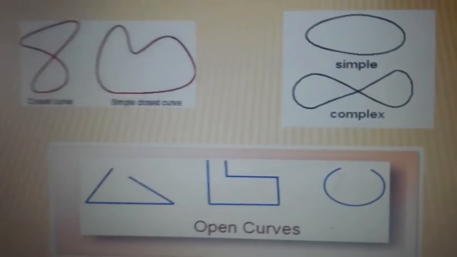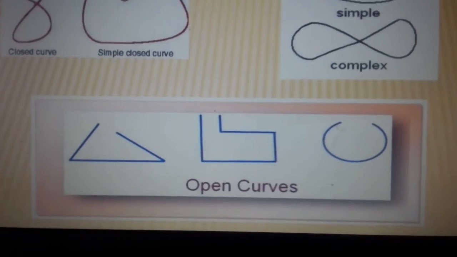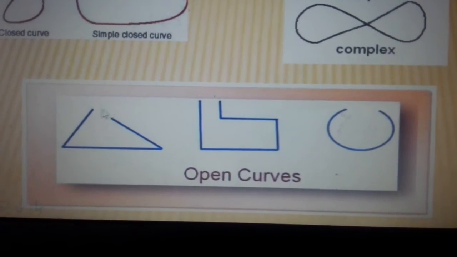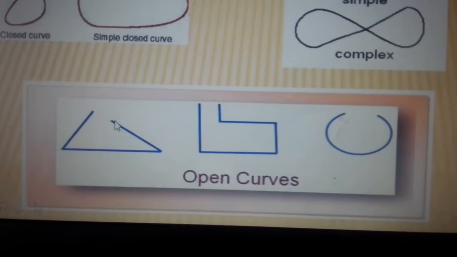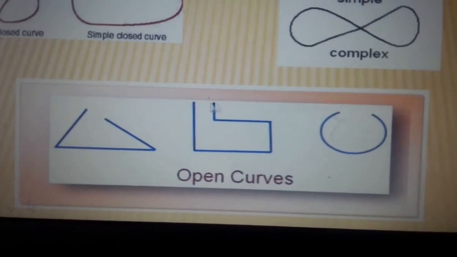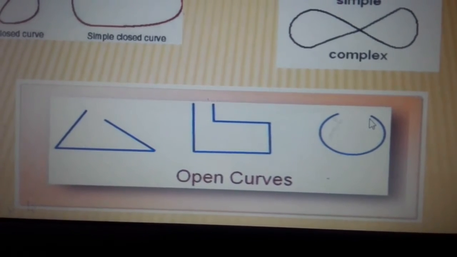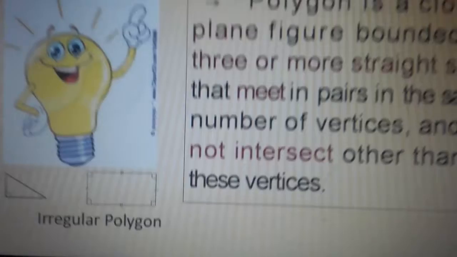Next you see open curve. There is no ending point for this. Where you start, there should be an end. Look here, an open curve starts from here and ends in some other place. These are called examples of open curves. Okay, move to the next one.